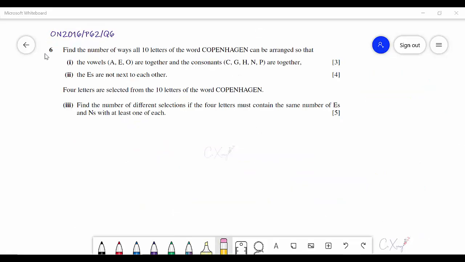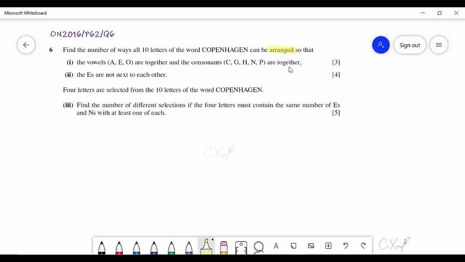Now we discuss the question from October/November 2016, paper 6.2, question number 6. Here they want us to find the number of ways in which all the 10 letters from this word can be arranged. Highlight the word arrange. This keyword tells you that you have to use either factorial or nPr to get the answer later. For the first part, the vowels A, E, O are together and also the consonants are together.